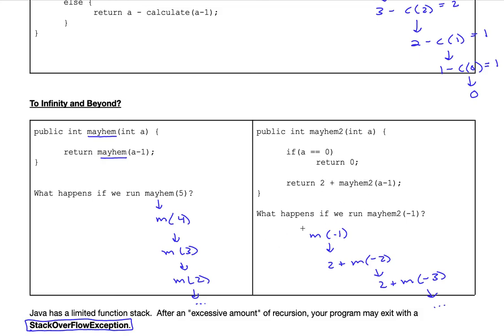If you said that this had a Stack Overflow exception, you're right. And theoretically, if this was on an infinite computer with infinite memory, this would be called infinite recursion, which is why I call this to infinity and beyond. So the moral of the story here is watch out for base cases. It's very important that you hit them. If you do not hit them, your code will crash with a Stack Overflow exception.